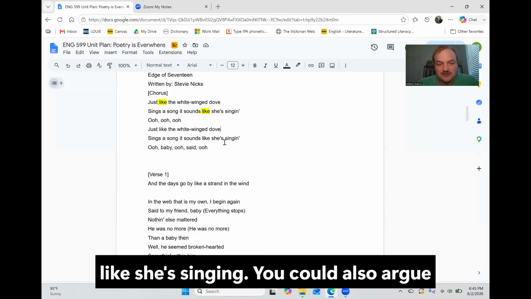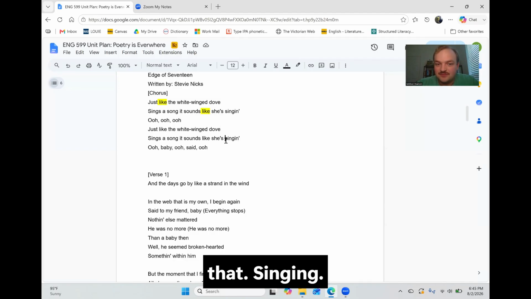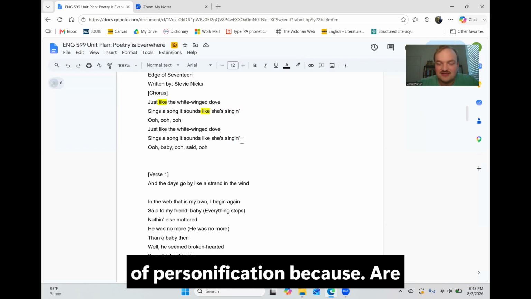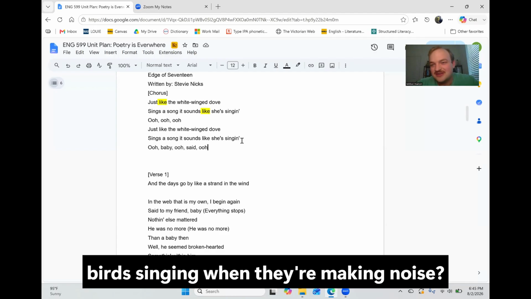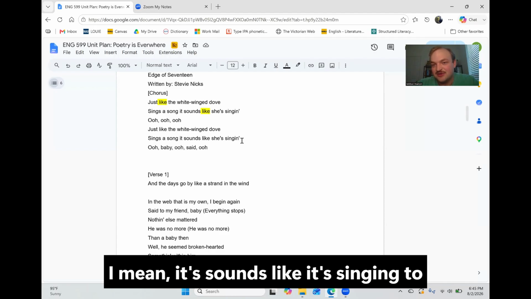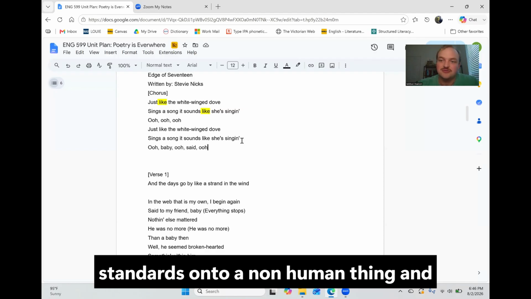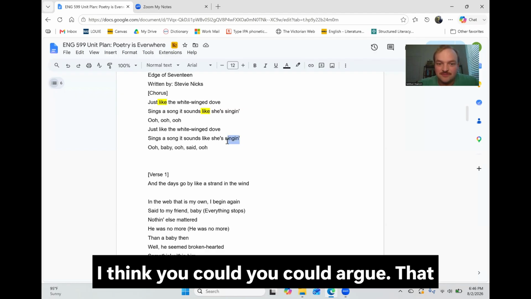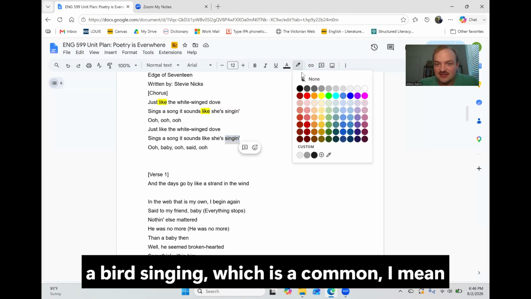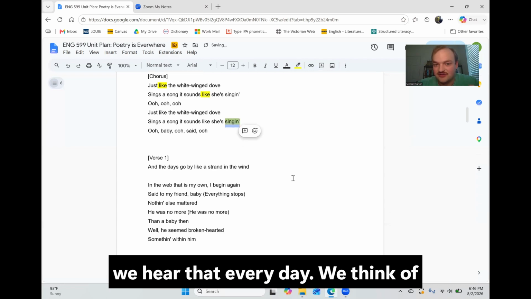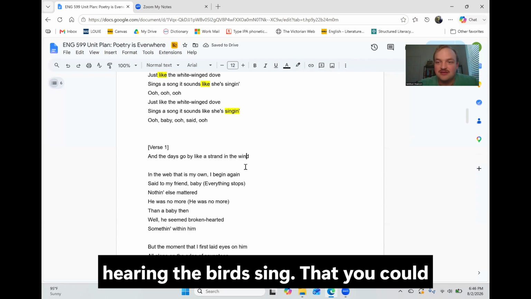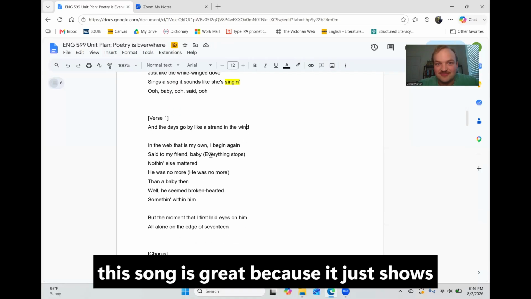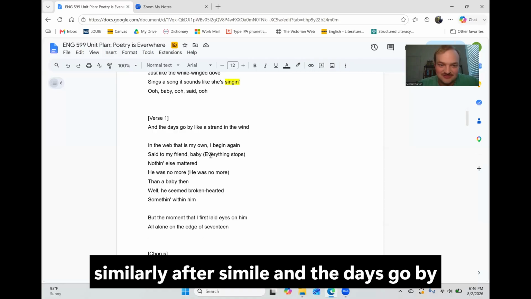You could also argue that birds singing is a type of personification, because are birds singing when they're making noise? I mean, it sounds like it's singing to us, but really we're applying human standards onto a non-human thing, and that's the essence of personification. We hear that every day. We think of hearing the birds sing, so you could argue that's personification. And this song is great because it just shows simile after simile.